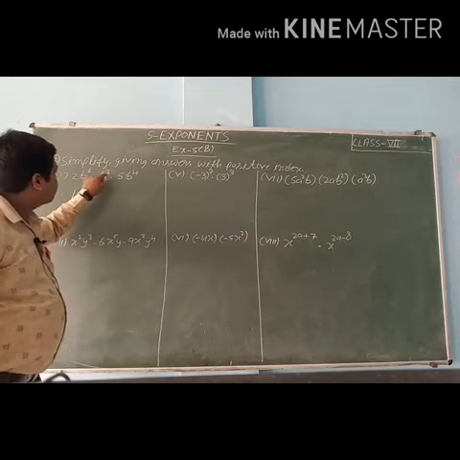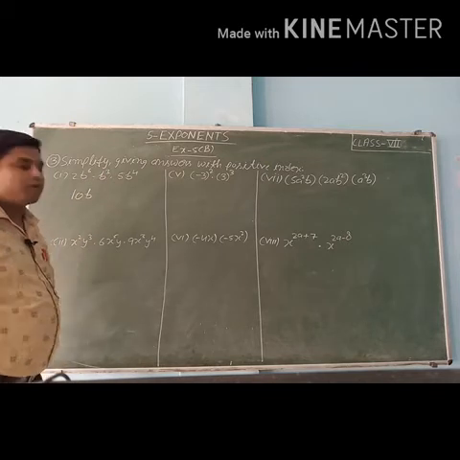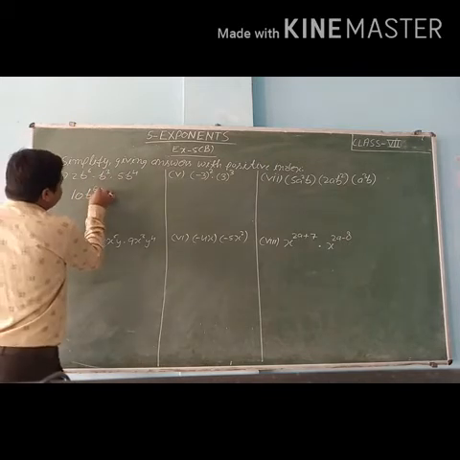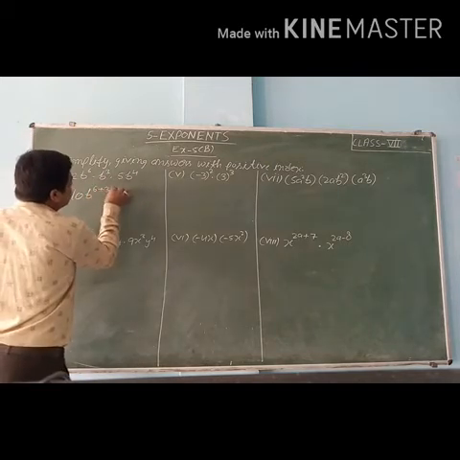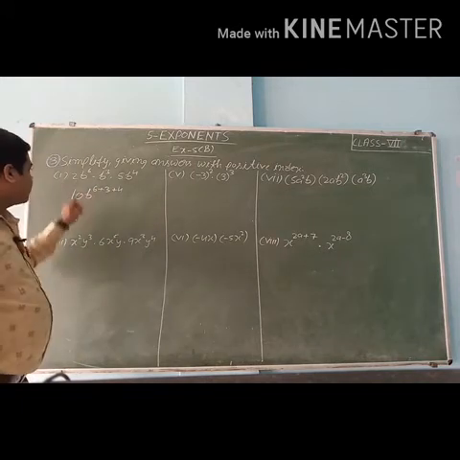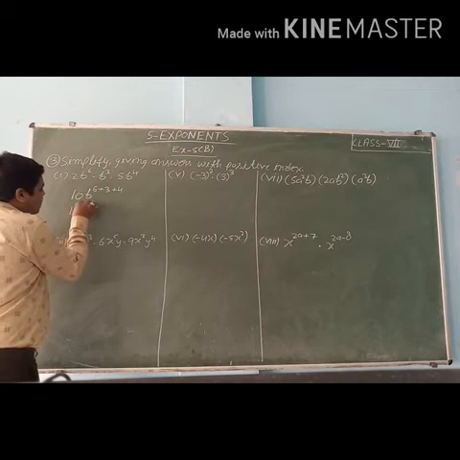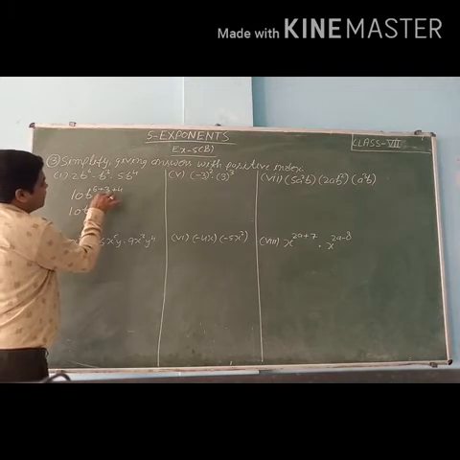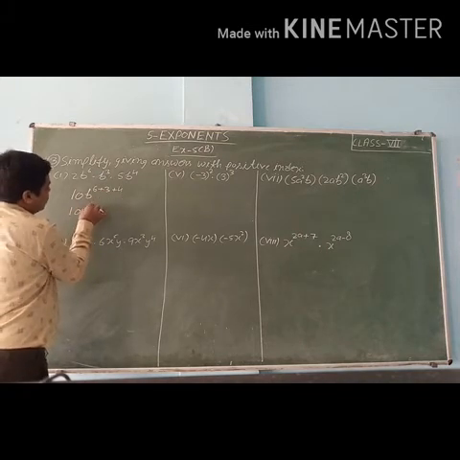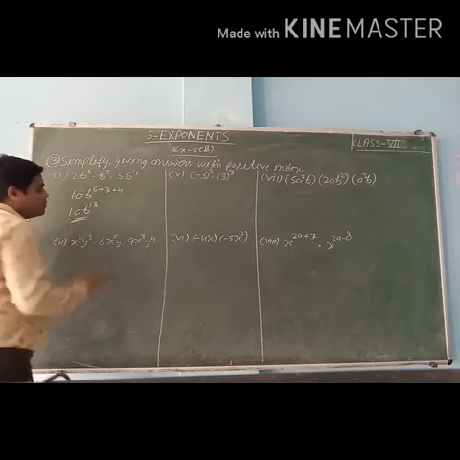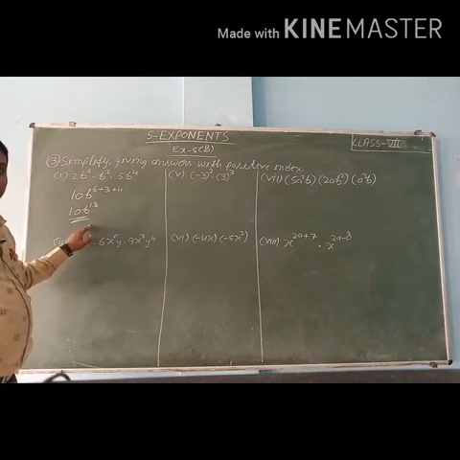6, 3 and 4. So 6 plus 3 plus 4, because bases are in multiply. 6 plus 3 plus 4. So 10b raised to the power 6 plus 3 is 9, plus 4 is 13. So 10b raised to the power 13 is the answer.